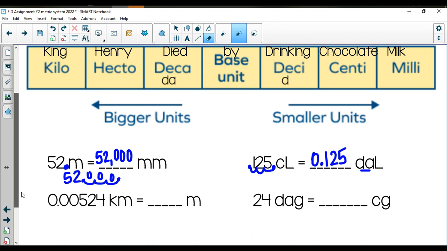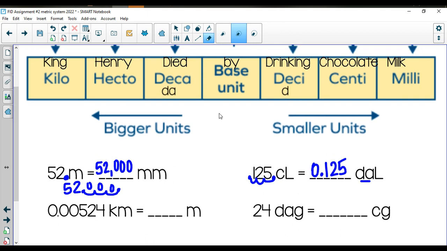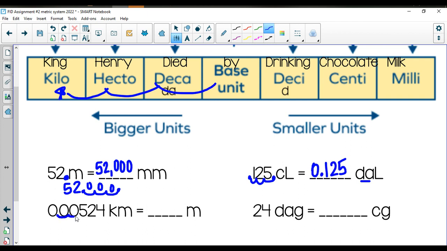Again, I'm going to erase this up here and move on to the next example. Our next one is kilometers to meters. So we're going to start over here at kilometers, and we're going to work our way to meters, 1, 2, 3 spots to the right. So I'm going to take my decimal point 1, 2, 3 spots to the right, so it's in between the 5 and the 2. So I have 5.24 meters. So 0.00524 kilometers is equal to 5.24 meters.